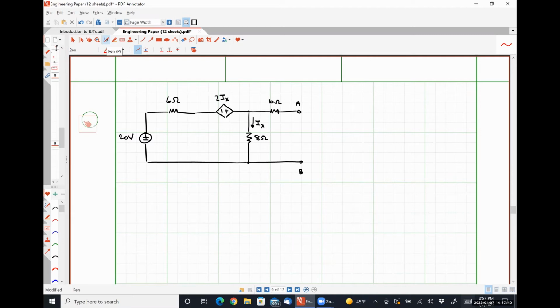So who remembers what the rules are for determining the Thevenin or Norton equivalent resistance of a circuit? Has to be a dead network. So what do we do to make this a dead network, Connor?